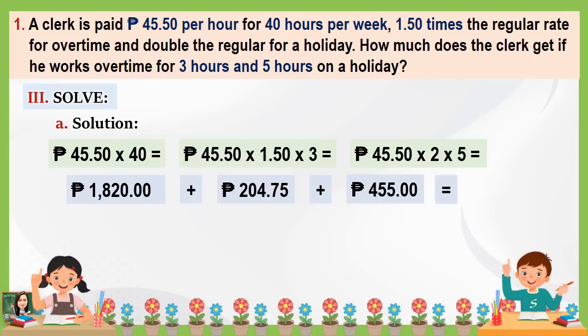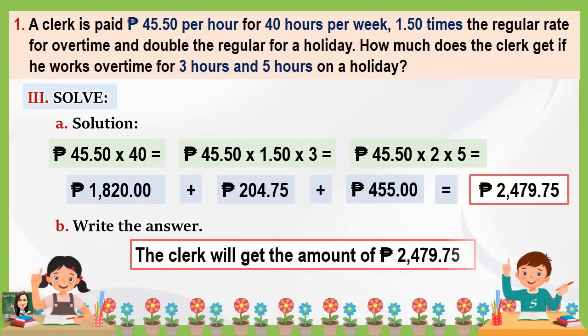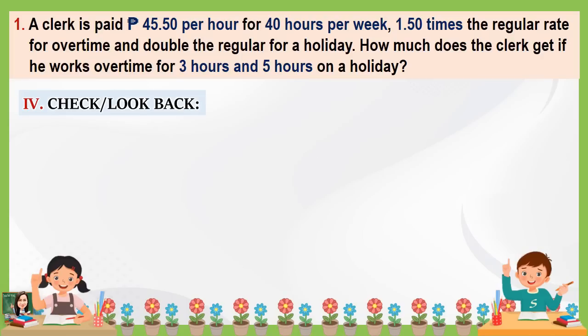Add the following. Add 1,820 pesos plus 204 pesos and 75 centavos plus 455 pesos equals 2,479 pesos and 75 centavos. Now write the answer. The clerk will get the amount of 2,479 pesos and 75 centavos. Now check and look back.